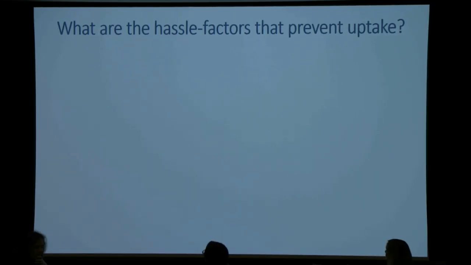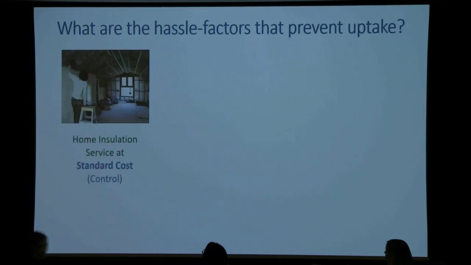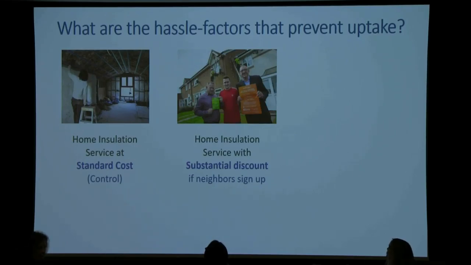So the last point here is we need to think more about these hassle factors and what makes it difficult for people to uptake policies. This is a pilot study from the UK, it's not an RCT, but they had grants available to help people insulate their attics, and they were trying to increase uptake. And so they designed a little study where the control group was offered this insulation service with the standard incentive that was available.